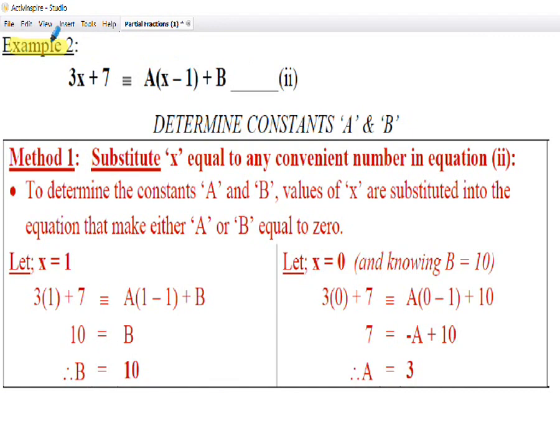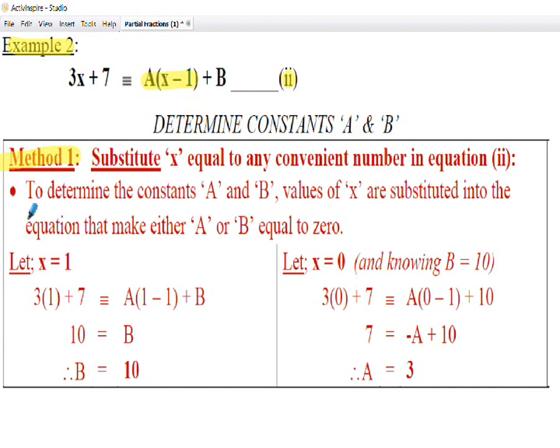Continue with example 2. I've just repeated equation 2 for convenience. I'm going to use method 1 here to solve for my constants A and B, and again same process as before. Using substitution, you have to consider what value of x you need in the bracket to make the bracket go to 0. So for the A term, A times the (x - 1) here, I will make the x value equal to 1, and I will solve for the B.